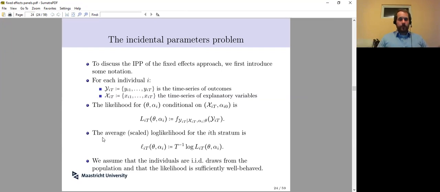What we assume in the following is that we have IID sampling across i, and the likelihood is, as usual, well behaved, meaning we can take as many derivatives as we like. These derivatives will be continuous. We can interchange taking expectations and taking derivatives, all these kind of things.